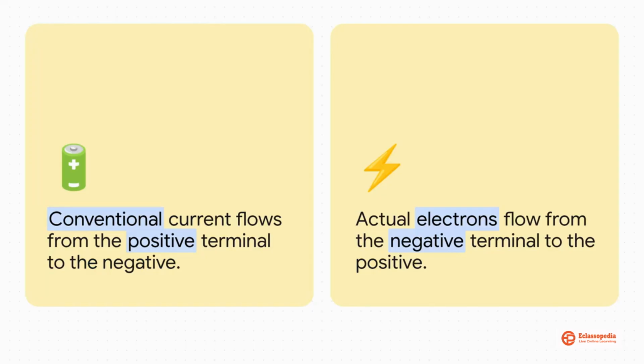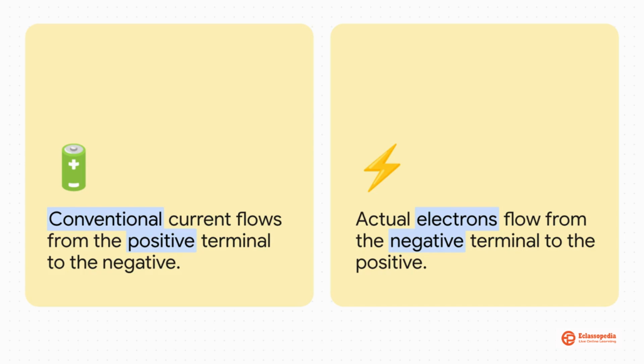Now, we've got to talk about a massive historical mix-up. Back in the day, early scientists hypothesized that positive charges were the things moving through wires, flowing from the positive terminal over to the negative terminal. And they set this up as conventional current. Well, it turns out they guessed wrong. Factually, it's the negatively charged electrons that are doing the flowing, and they move from negative to positive. But honestly, just out of pure habit, we still use that old conventional current direction on our circuit diagrams today.